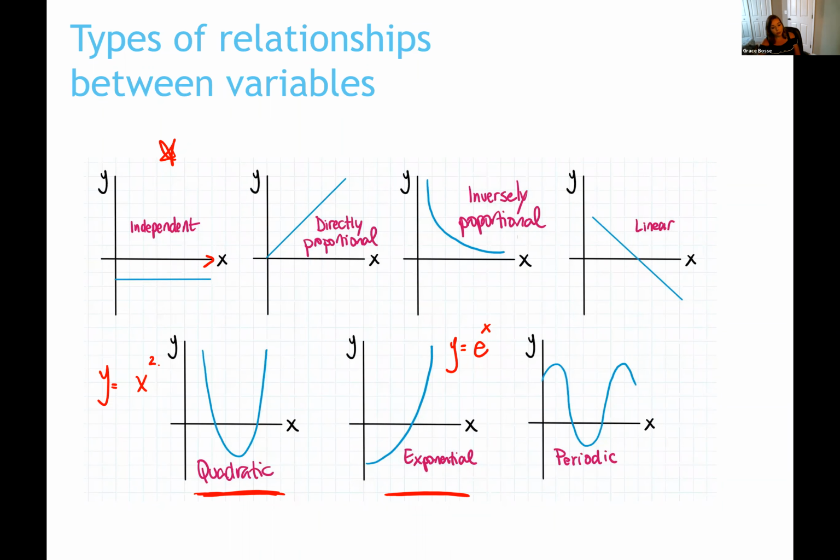I put further descriptions for what these things look like, and even some possible equations to describe them, on this tutorial page. And so you should definitely take a look down there and familiarize yourself with all these types of relationships.